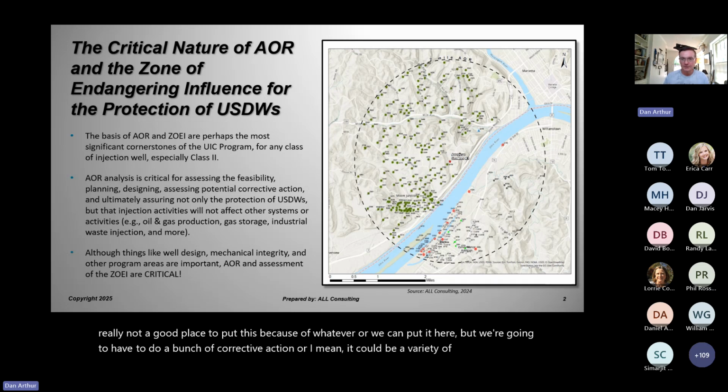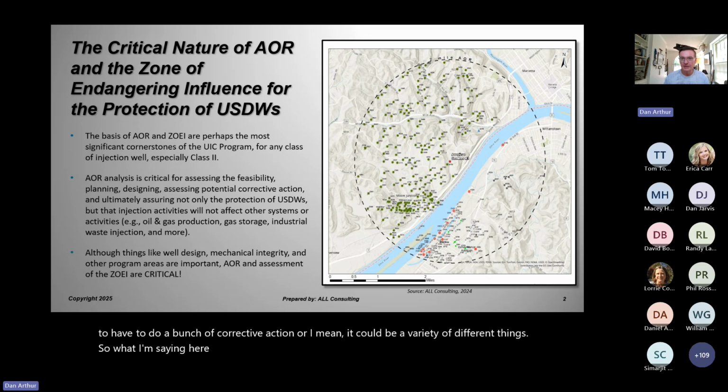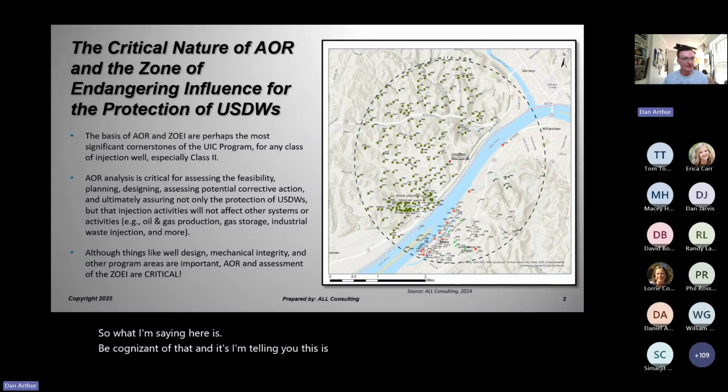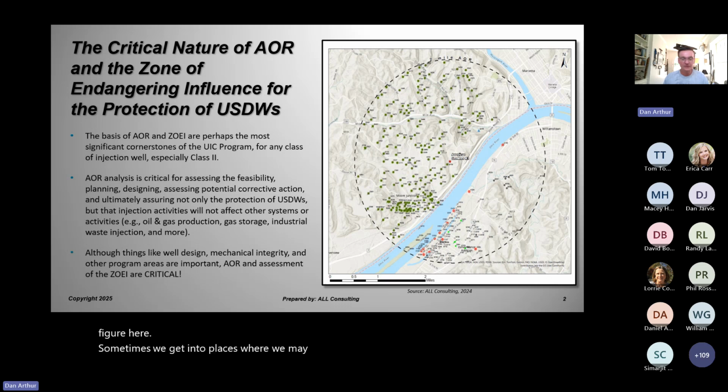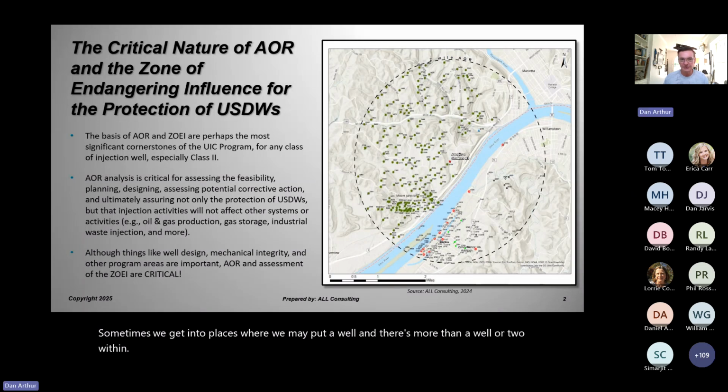So what I'm saying here is be cognizant of that, and I'm telling you, this is how we do this. And if you look at this figure here, sometimes we get into places where we may put a well and there's more than a well or two within a relatively short distance of a proposed injection well.